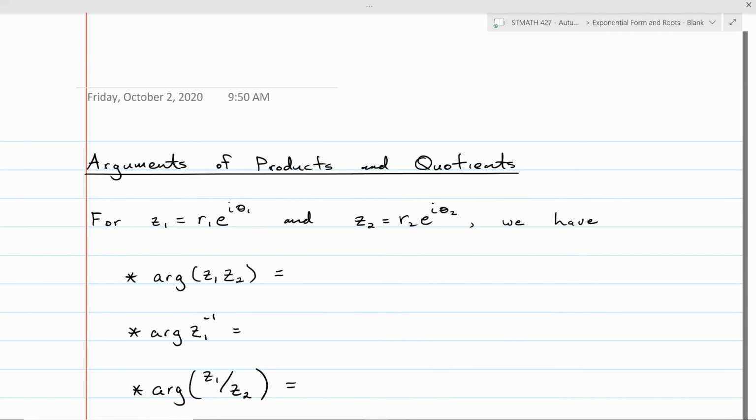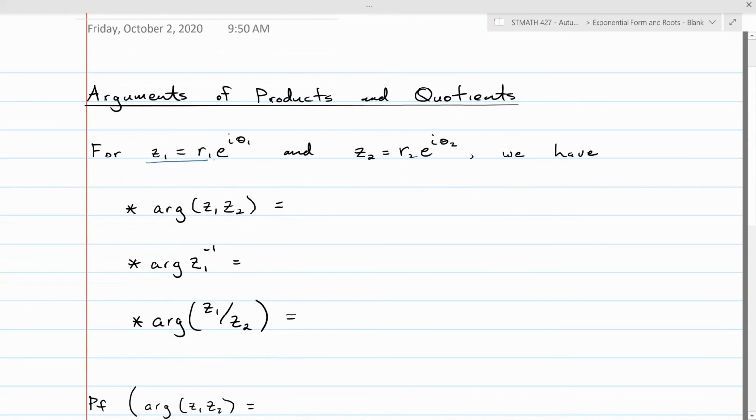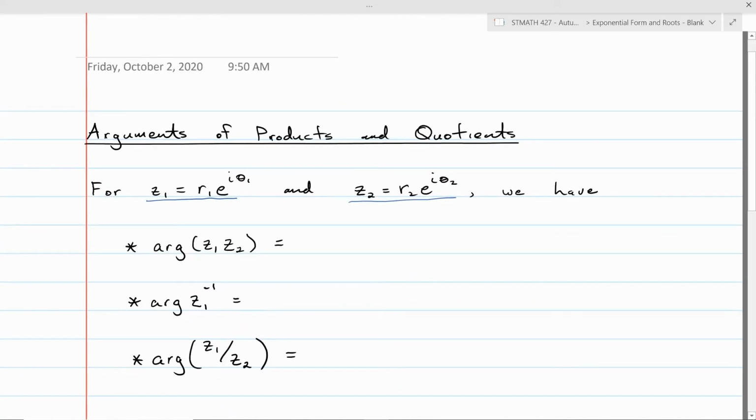We want to see how arguments are related to products and quotients. So we'll start with a couple of arbitrary complex numbers. Z1 equals R1 e to the i theta 1, and Z2 equals R2 e to the i theta 2. When you multiply Z1 times Z2, we know how to do that multiplication, right?